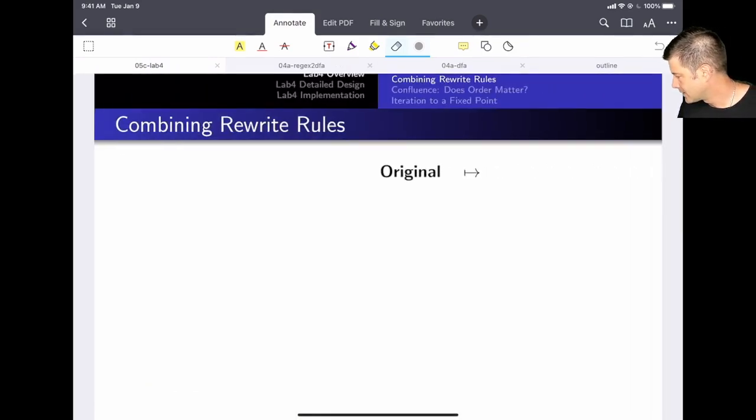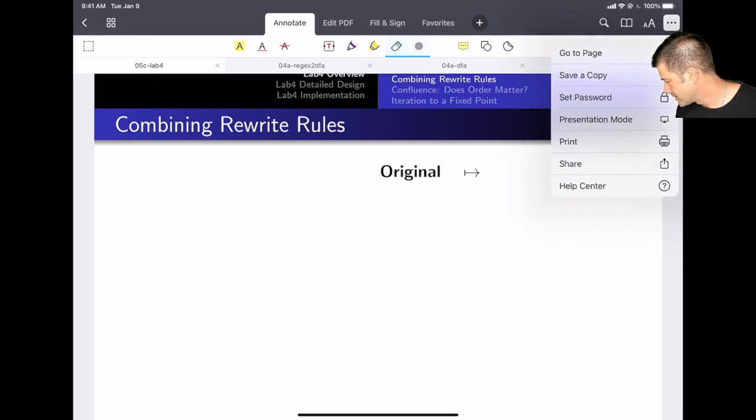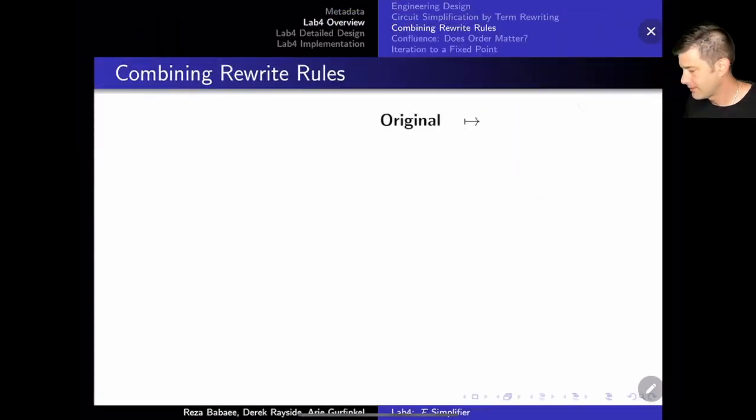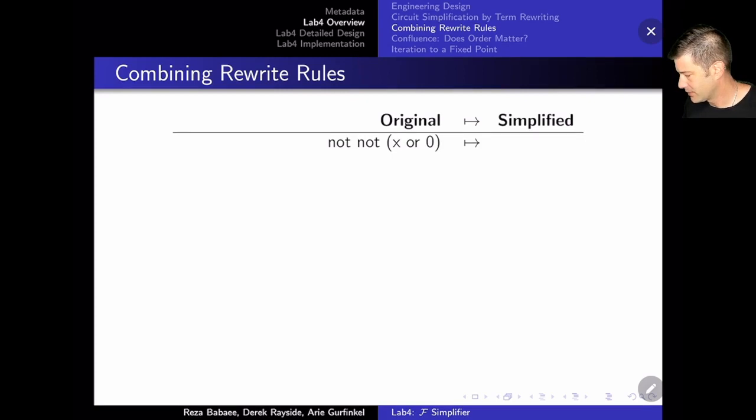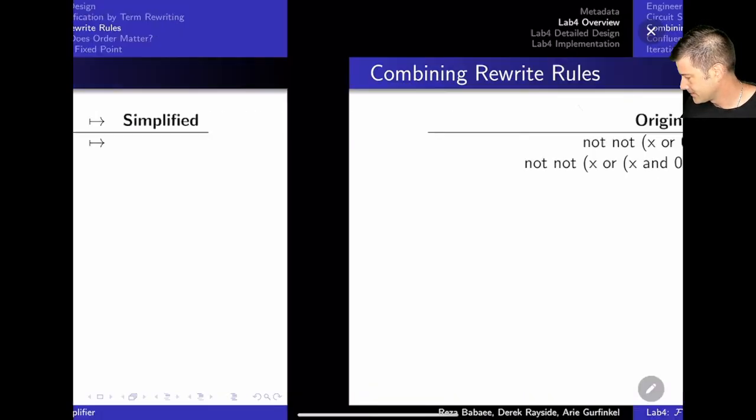Now, as we do this, we of course want to apply the rewrite rules more than once. We want to combine them together. And again, this is quite obvious once you look at an example. Say we look here. We have two rules that we can apply. Double negation cancels this. And then x or 0, we said 0 is an identity for OR, so it kills this part. So this whole expression simplifies to x.